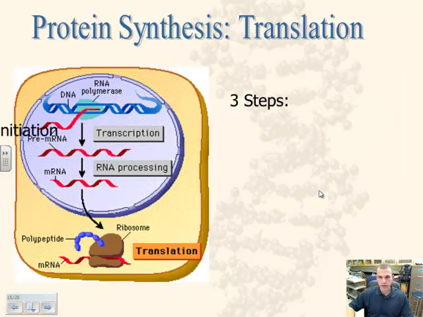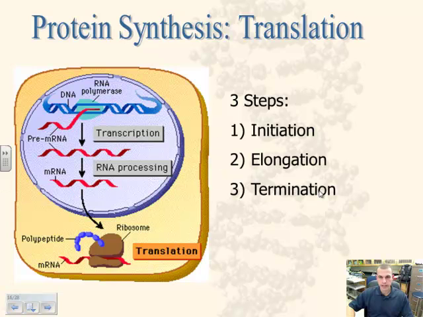Alright, so 3 steps of translation. Same 3 steps, just a little bit different. We have initiation, elongation, and termination in the process of translation. And you can see in this little diagram here, transcription occurs. We're going from DNA up here to eventually our messenger RNA. Now it's going to leave the cell through the cell membrane, go off to the ribosomes, and then translation starts occurring. We're translating the language from nucleic acid language into amino acid language.